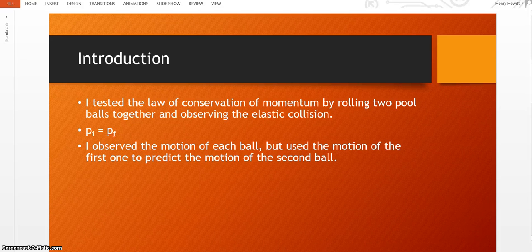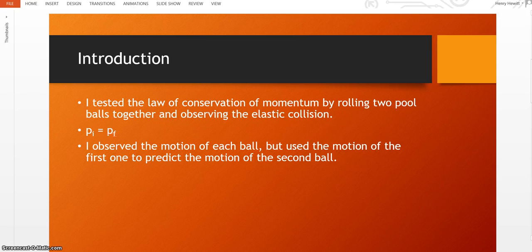For Lab 5, I tested the law of conservation of momentum by rolling two pool balls together and observing the elastic collision. I used the momentum principle, which says that there's no change in momentum in an elastic collision, or that the initial momentum of the system is equal to the final momentum of the system. So I observed the motion of each ball, but I used the motion of the first one to predict the motion of the second ball.